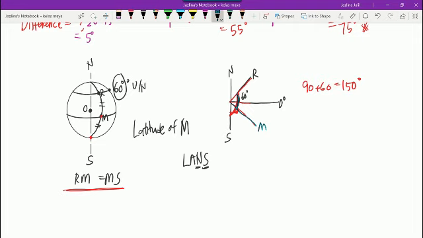75, how are you going to get that 75? 60 plus what? Yeah, you just need to plus 15 degree there. So can you get the latitude of M now? Yes, it will be 15 degree, and it's below the equator, so 15 degree south.